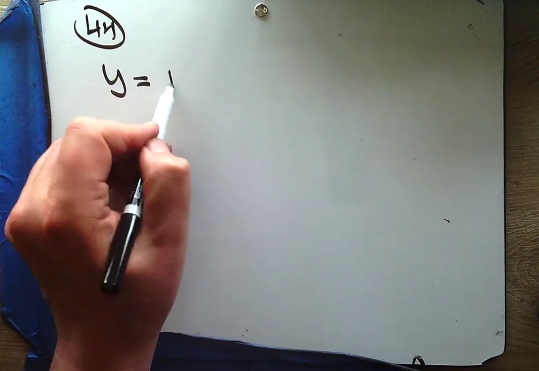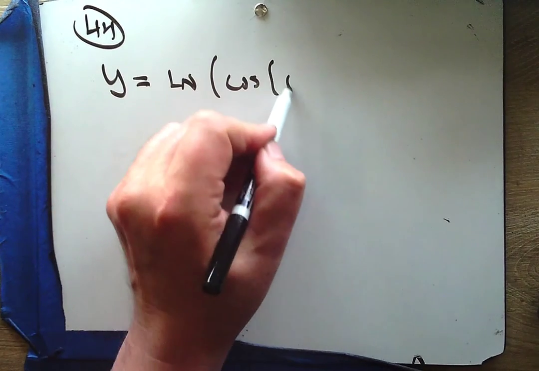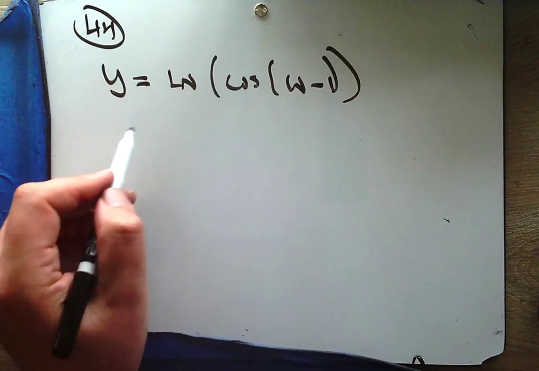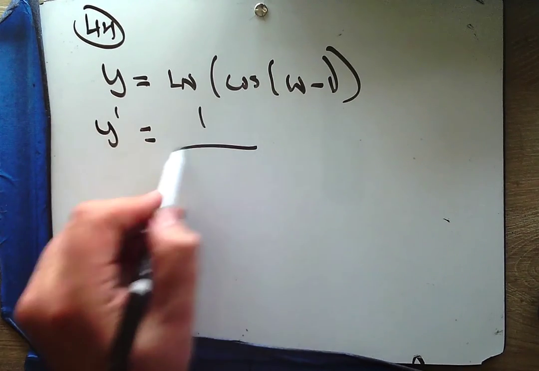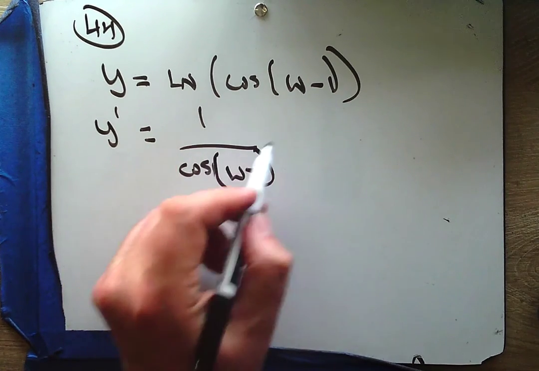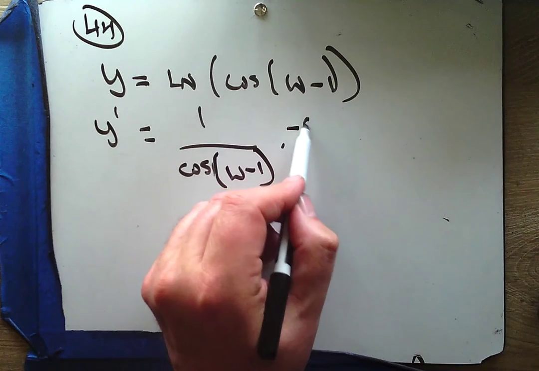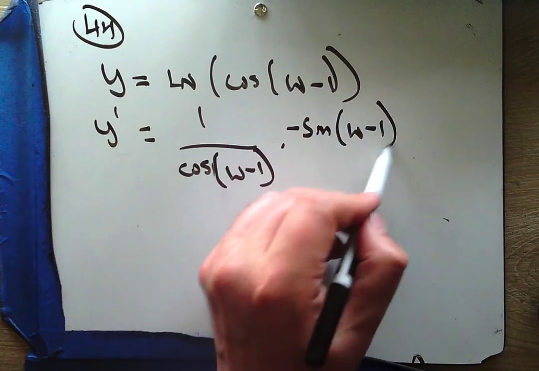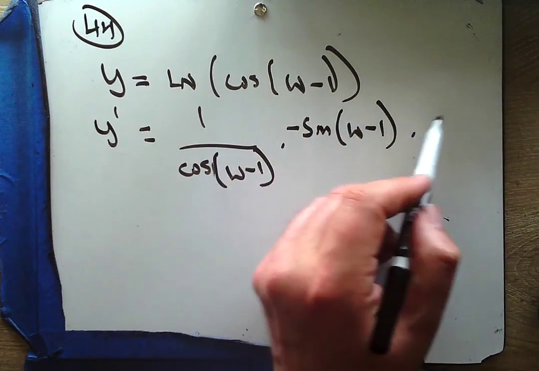Okay. So many ln's. That was 43, so 44, y equals ln cosine w minus 1. So y prime is 1 over cosine w minus 1 times the derivative of cosine times the derivative of w minus 1.